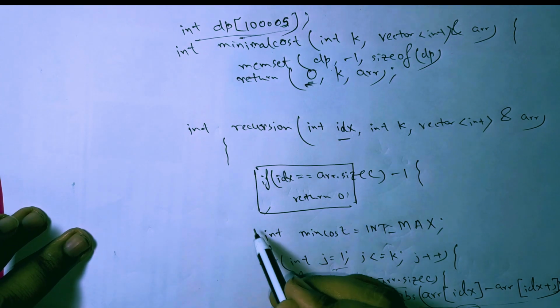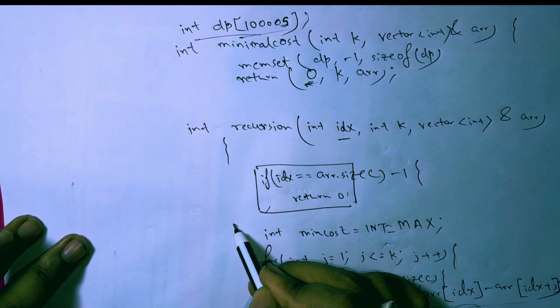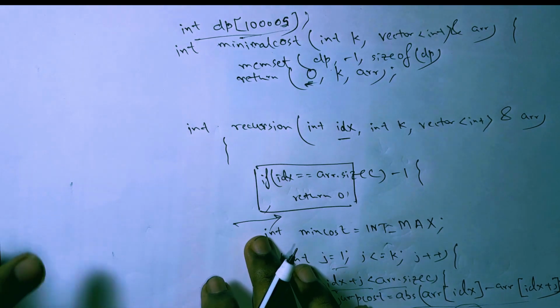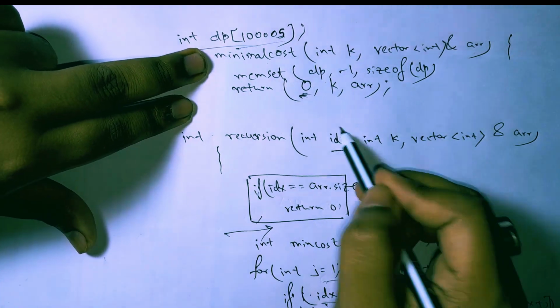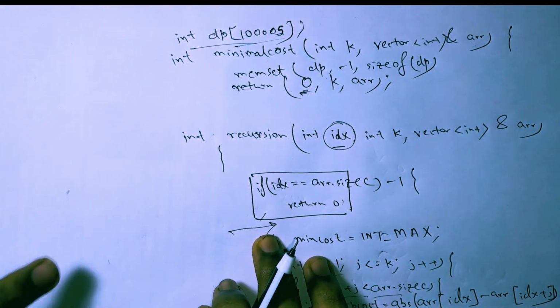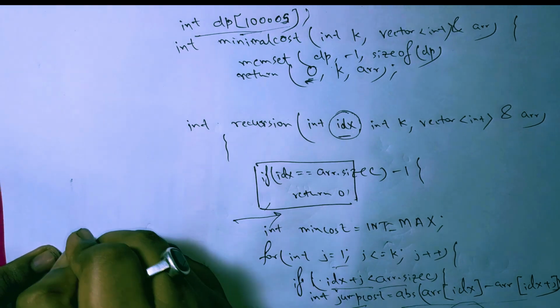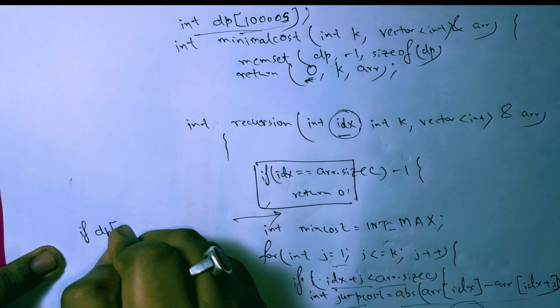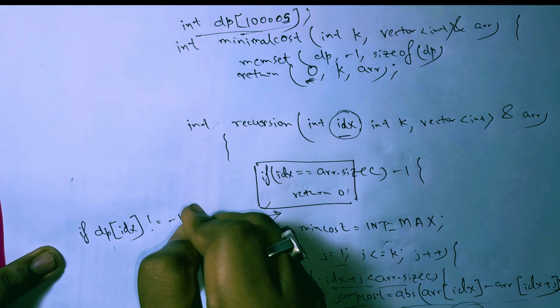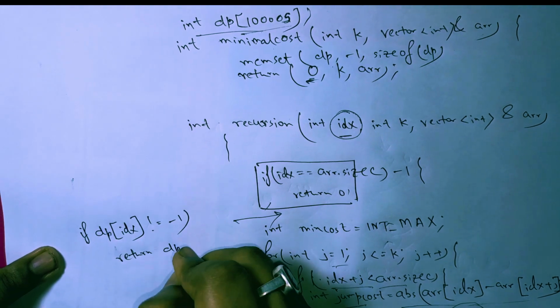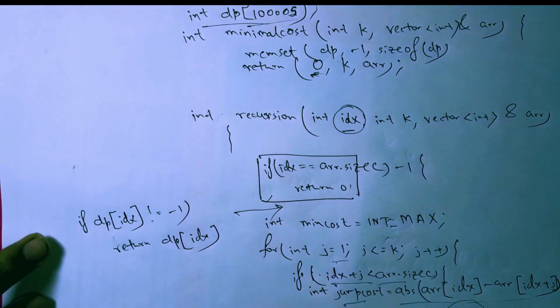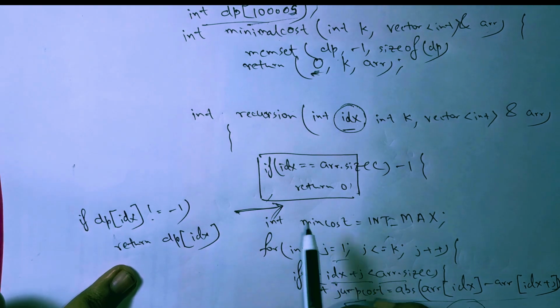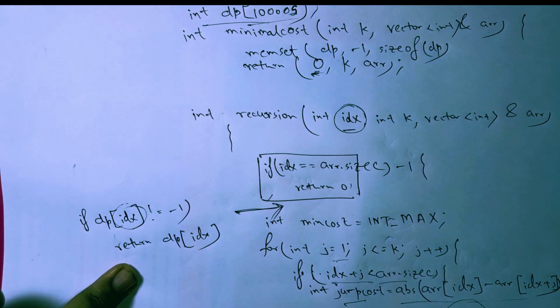Now, coming here, I have to check that if I have already solved for this index, then I will return it. So I will check: if DP of index is not equal to -1, then I will return DP of index, because this index has already been solved.